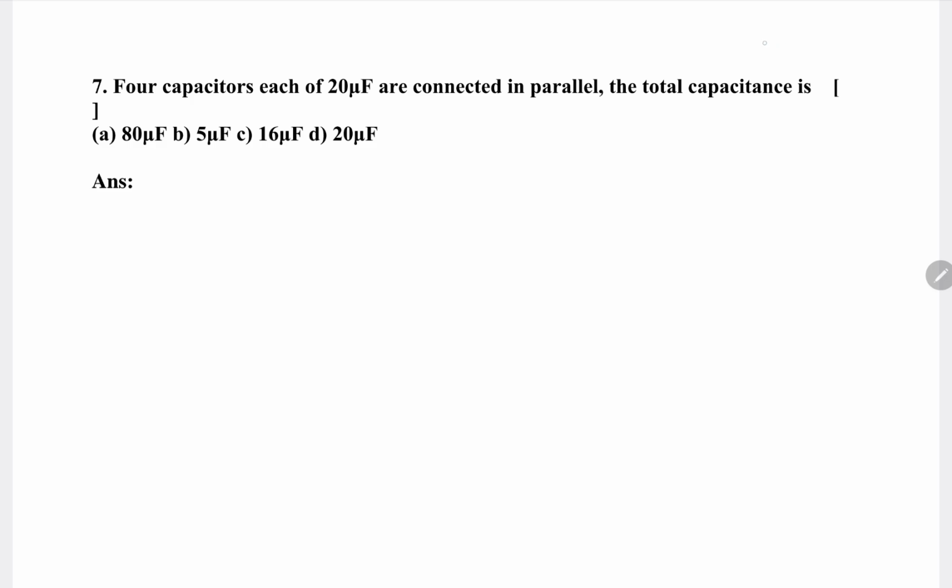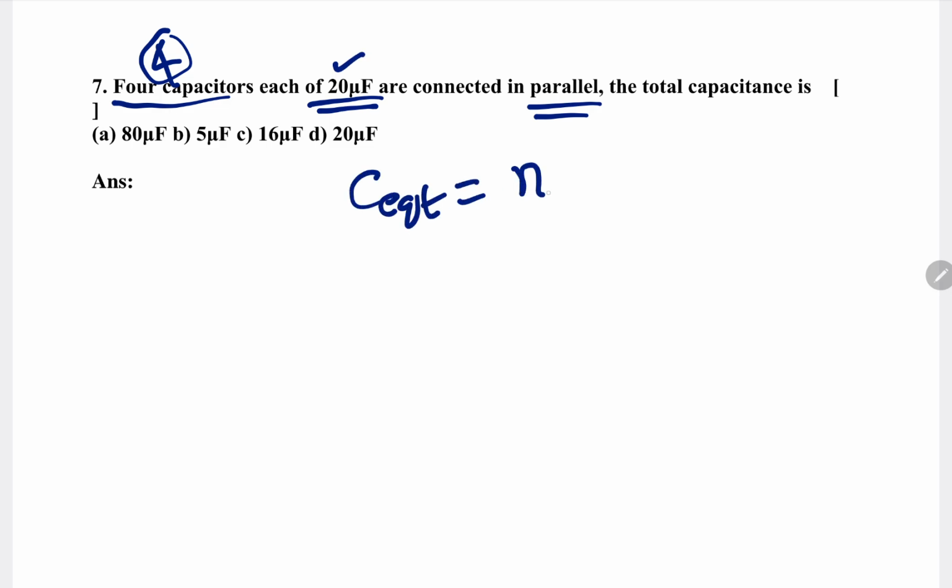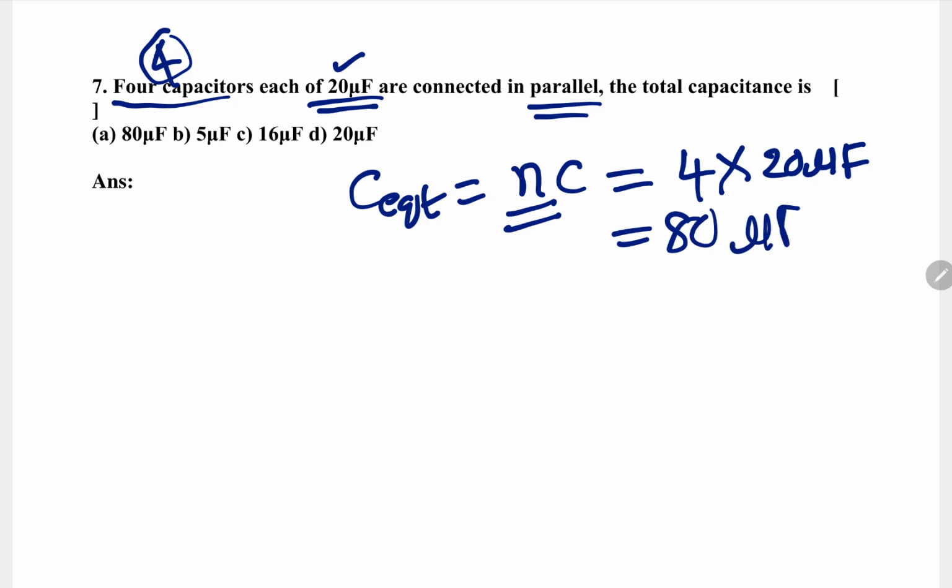Next, seventh question. 4 capacitors, each of 20 microfarad, are connected in parallel. Then what is the total capacitance? When equal capacitors are connected in parallel, the equivalent capacitance formula is N into C, where N is the number of equal capacitors. How many capacitors are there? 4, and the capacitance value is 20 microfarad. So what is the answer? 80 microfarad. So answer is A.